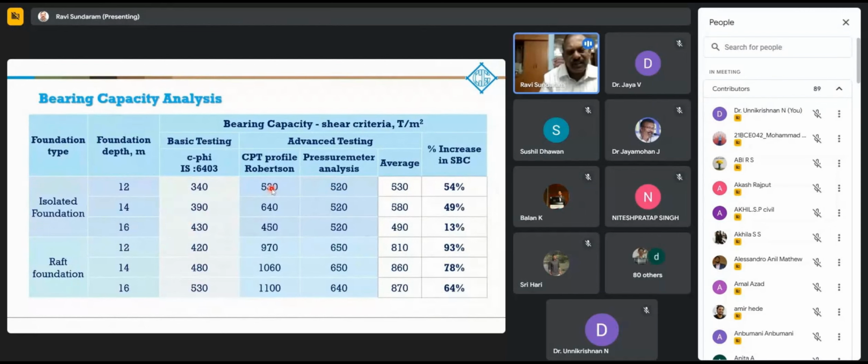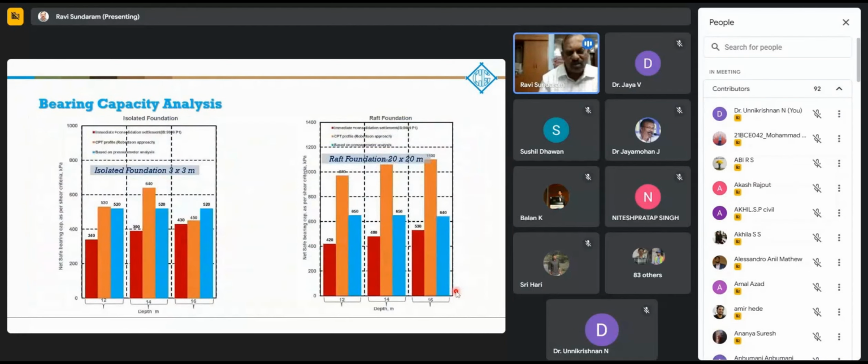but with CPT and pressure meter, you get much higher values. So the average of the advanced testing, you get 530 as against 340 here. So you can see there is a 54% increase. So as you go down, also there is quite a bit of increase in the bearing capacity value. So there is a substantial increase in the SBC values from the bearing capacity analysis. So this is a pictorial representation. This is for the isolated foundation, and this is for the raft foundation.